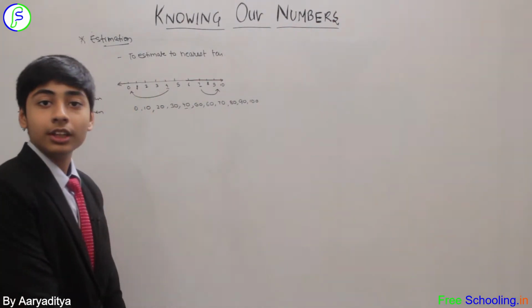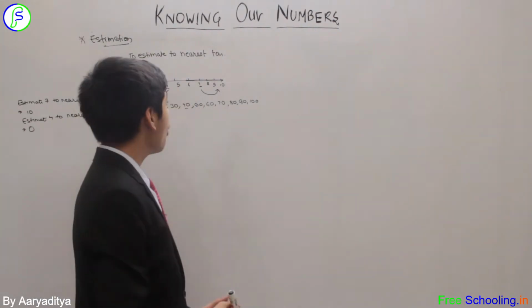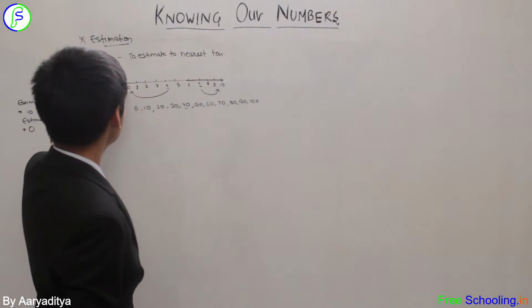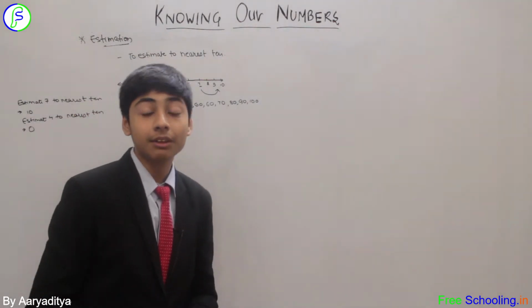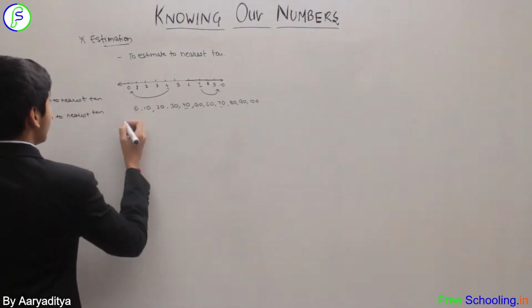Now if I ask you to estimate 74, first separate them: 70 plus 4. 4 is rounded off to 0, so it will be 70 plus 0. Answer: 70. Hope you have understood it. Now let's proceed to the next one.